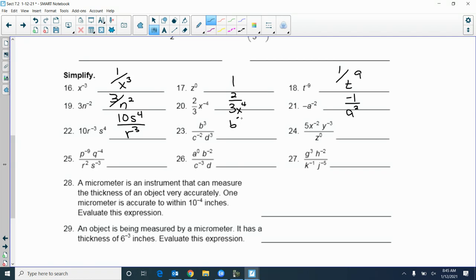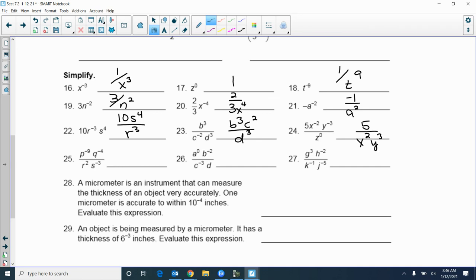B to the 3rd, C to the 2nd over D to the 3rd. Okay, check these. These are all right. Okay, these are good. London, how about 24? 5 over x to the 2nd, y to the 3rd.